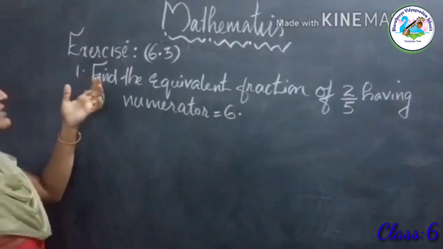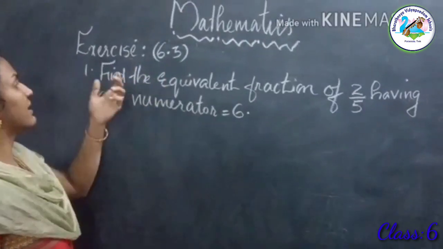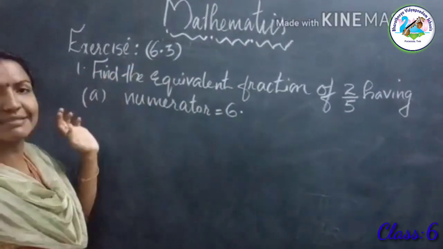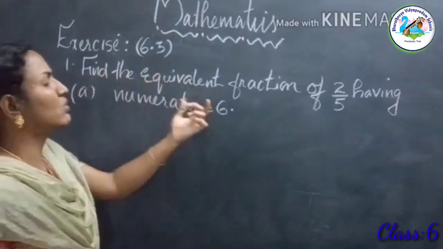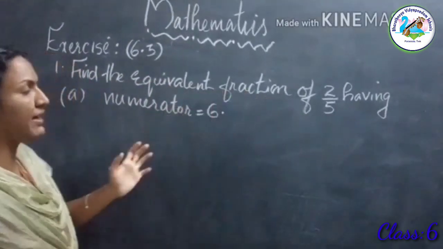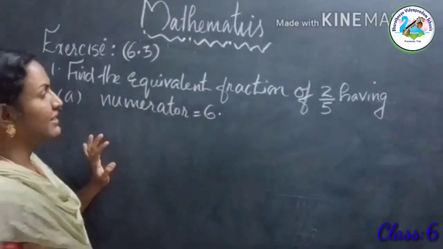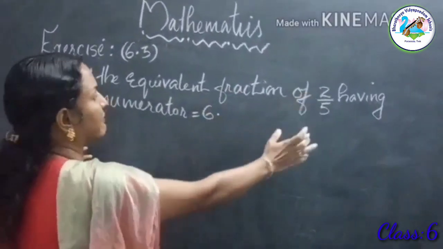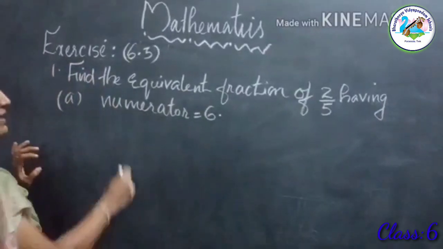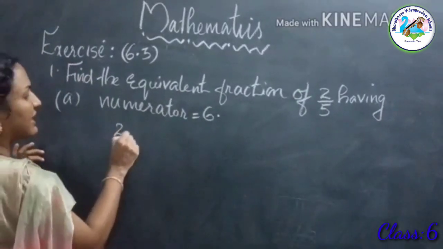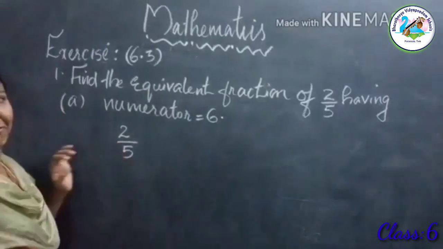Next, we shall discuss exercise problems. First problem from exercise 6.3. Find the equivalent fraction of 2 by 5 having the numerator 6. We have to find the equivalent fraction of 2 by 5 having the numerator 6. So here the given fraction is 2 by 5.